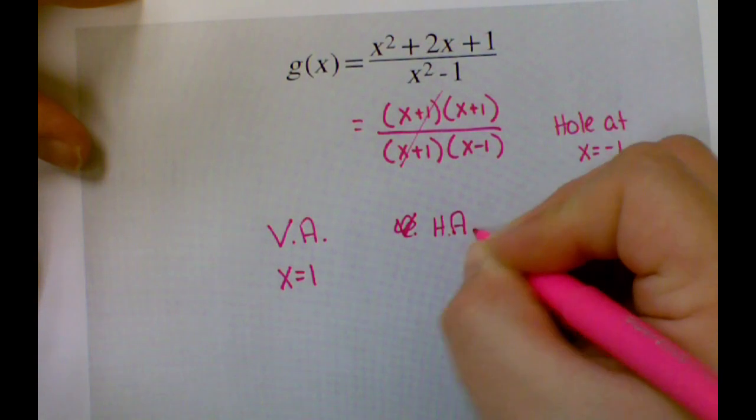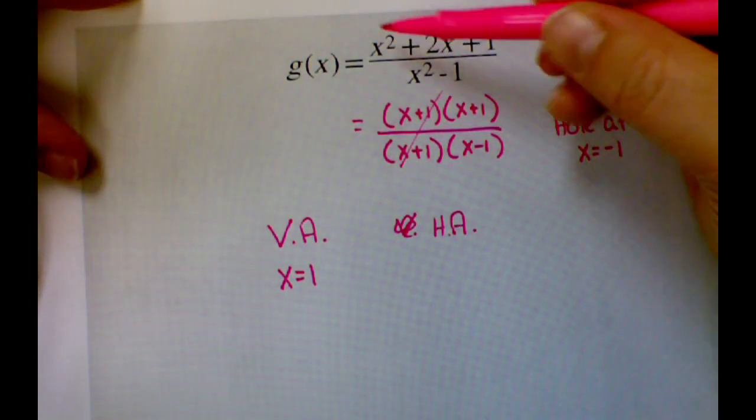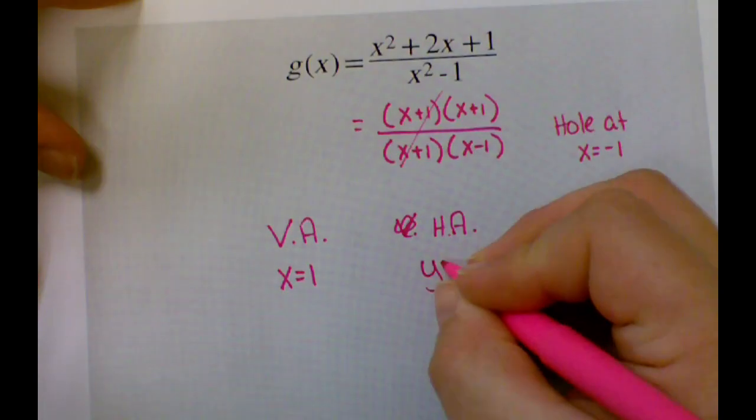Horizontal asymptote, our degrees are the same, so 1 over 1, which is y equals 1.